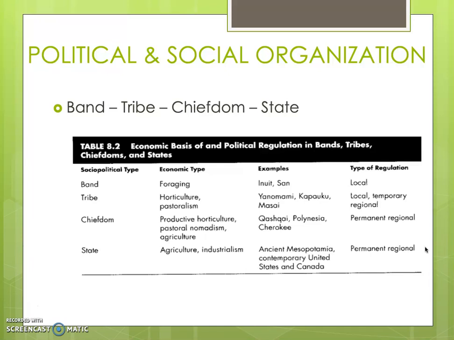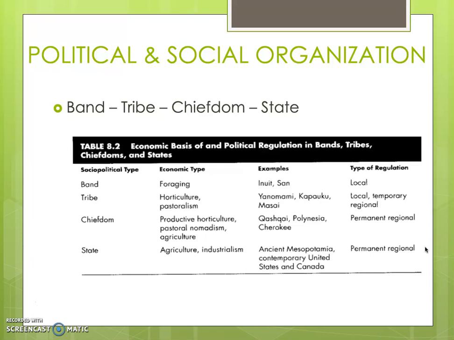Now look at the next line, socio-political type, tribe. This is associated with the horticulture or pastoralism economic type. Okay, small-scale agriculture. And that is illustrated in our reading by the Nuer of South Sudan. So remember, they weren't very easily classified as either horticulturalists or pastoralists. They mainly relied on cattle, but they also grew some crops, they fished, they did a little hunting and gathering.